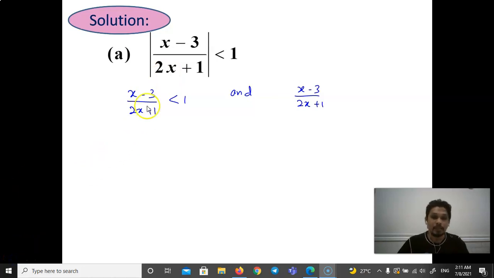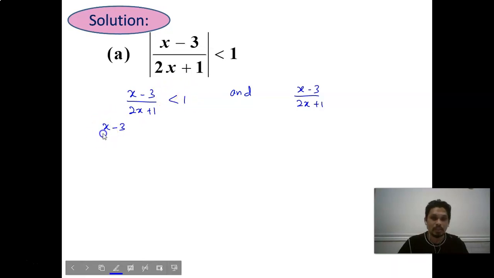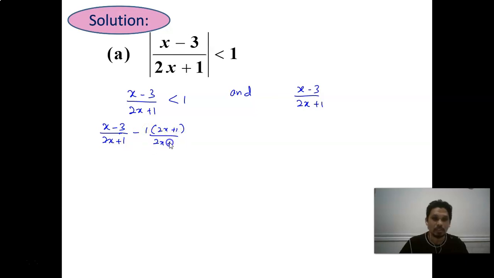Now, we bring the 1 to the left side, x minus 3 divided by 2x plus 1. When 1 is brought over, the sign becomes negative, minus 1. So we multiply and divide with the denominator, 2x plus 1 divided by 2x plus 1, less than 0. Now negative 1 times 2x, minus 2x, negative 1 times 1, minus 1, divided by 2x plus 1, less than 0.